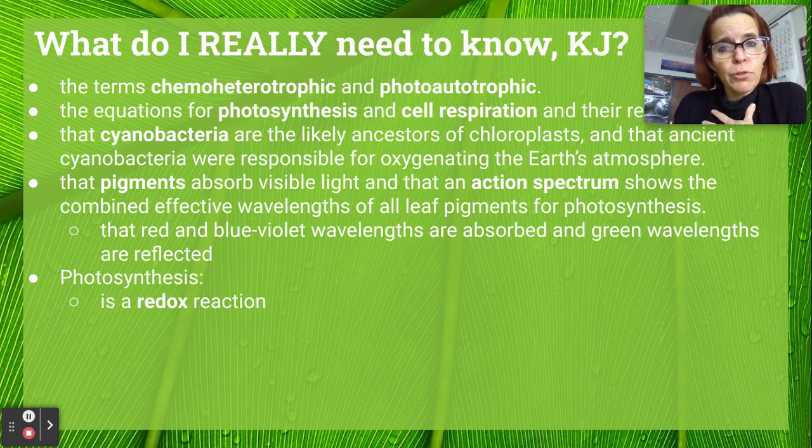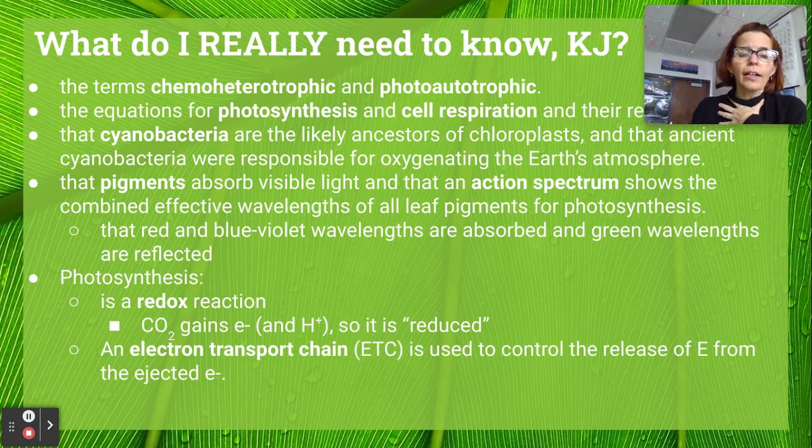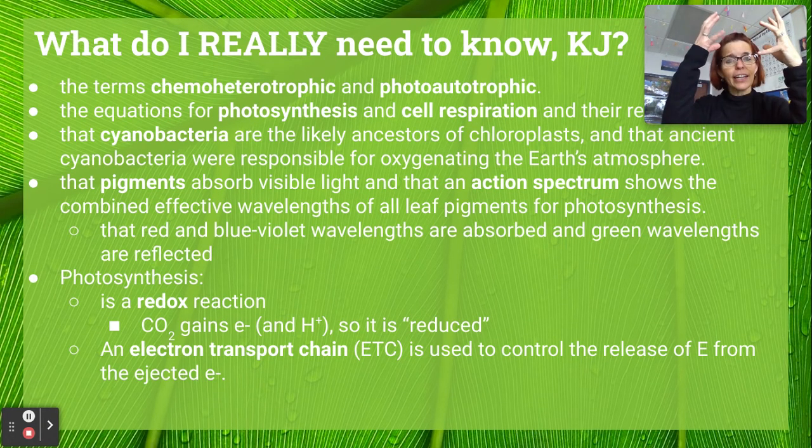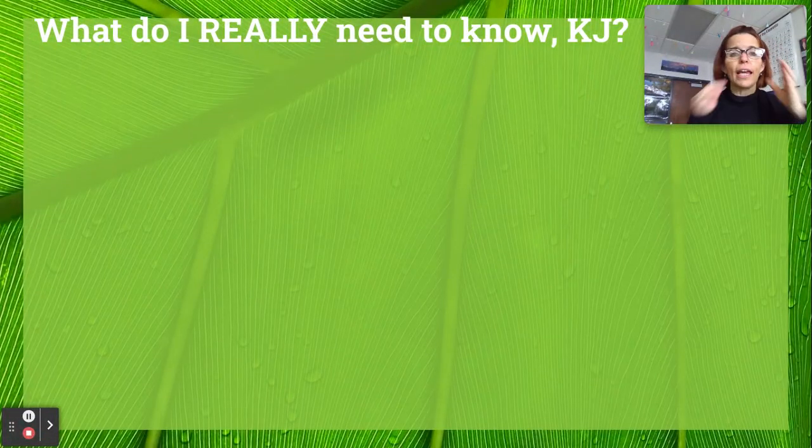What do you need to know about photosynthesis? It's a redox reaction. Carbon dioxide gains electrons and hydrogens, so it is reduced. An electron transport chain is used to control the release of energy from the ejected electrons. Let me say it again. An electron transport chain, called ETC, is used to control the release of energy from the ejected electrons. Remember, the photon comes in, it ejects the electron. The electron transport chain captures that electron and uses its energy. It's going to use that energy to make ATP.